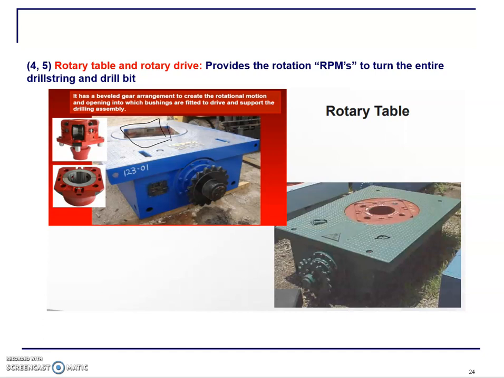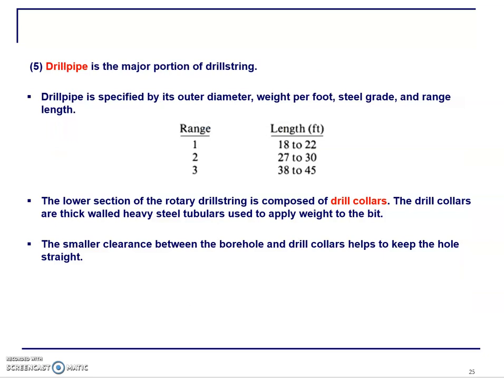And that's basically it. Another part of the rotary system is the drill pipe, which is one of the major portions of the drill string system. There are 3 different ranges of the size of these drill pipes. Range 1: 18 to 22 feet, range 2: 27 to 30 feet, range 3: 38 to 45 feet.